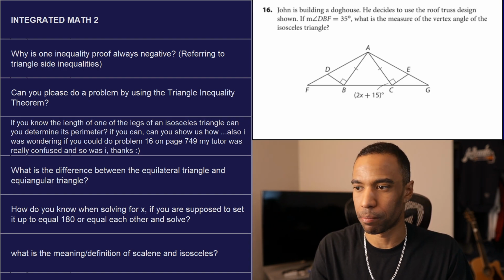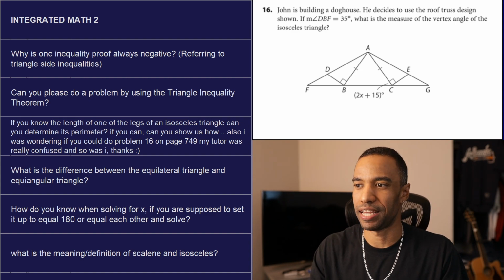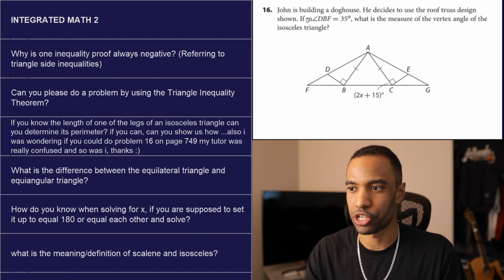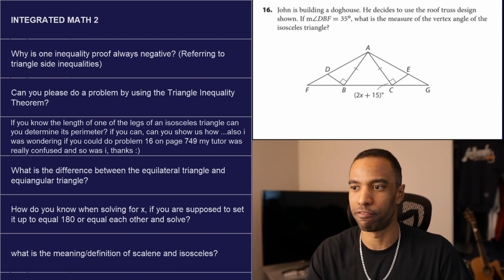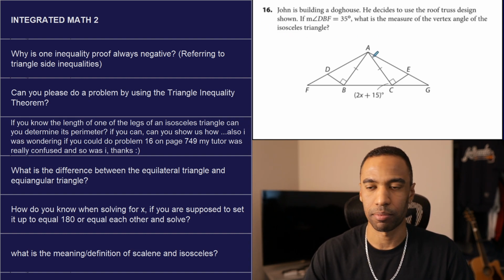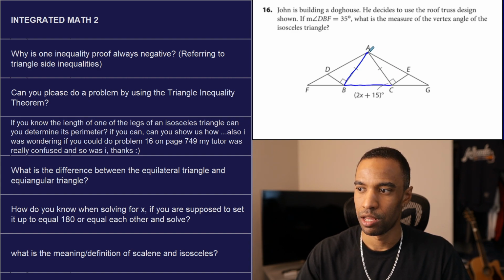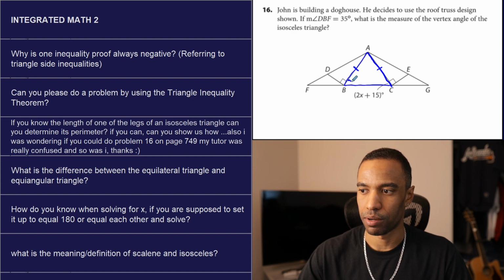Okay, here is the problem. Number 16 on page 749. John is building a doggo house. He decides to use the roof truss design shown if measure of angle DBF equals 35 degrees. What is the measure of the vertex angle of the isosceles triangle? Okay, so in this problem here, here's the isosceles triangle ABC. You can tell by the marked side lengths here, which means we know for sure this is isosceles right there. Congruent sides also means congruent base angles right there. And they have a 2x plus 15.